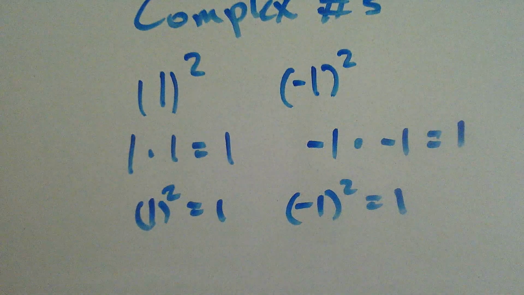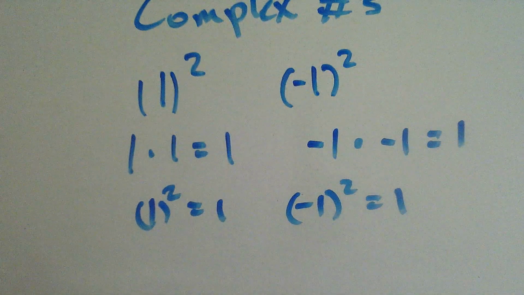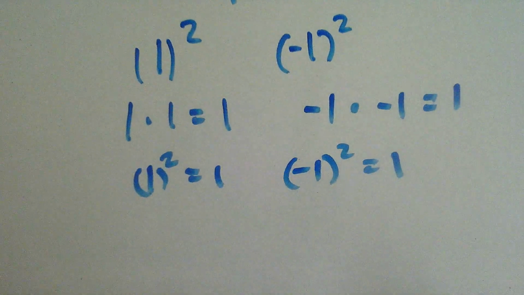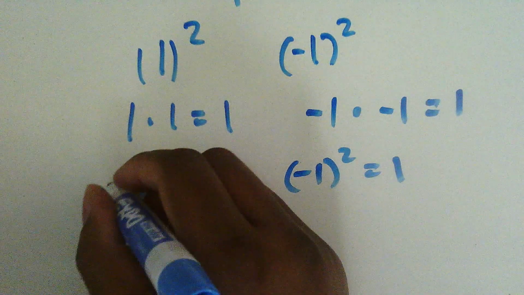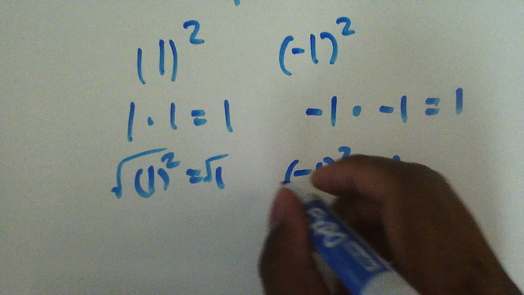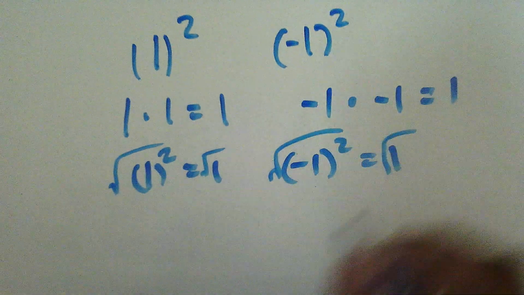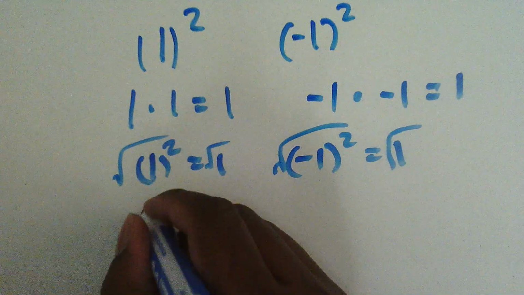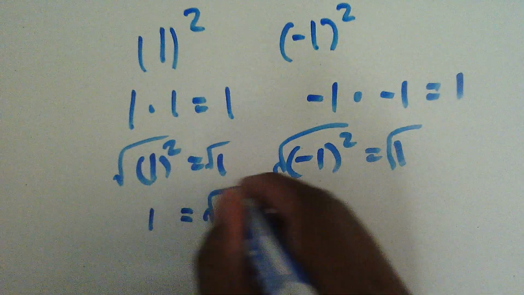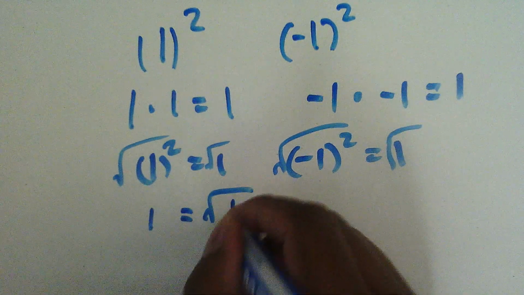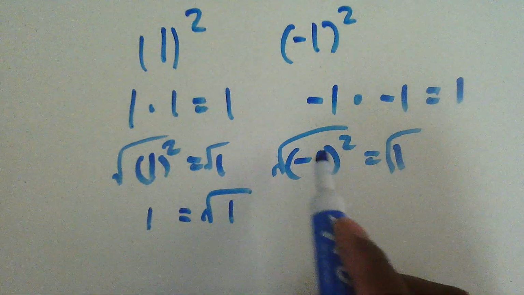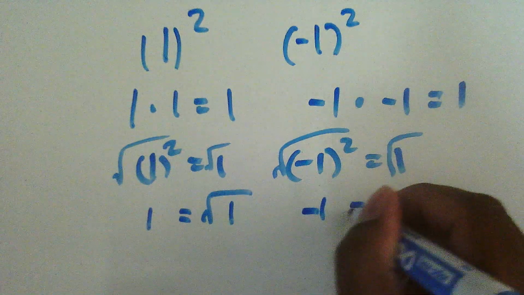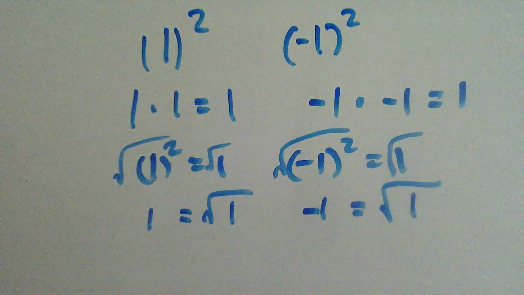Since we can say that 1 squared equals 1 and negative 1 squared equals 1, then we can also say, let's say I took the square root of both sides. Then therefore we know that the square root of 1 squared, which is just 1, equals the square root of 1. And the square root of negative 1 squared, so negative 1, also is the same thing as the square root of 1.